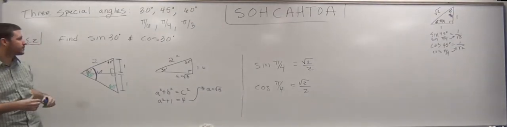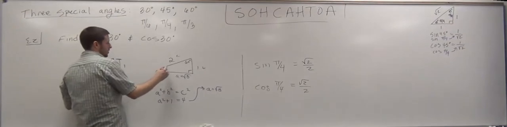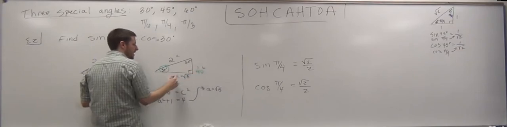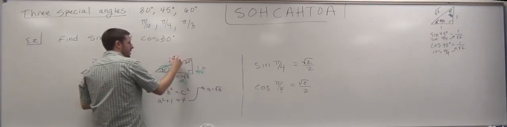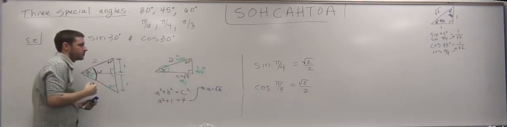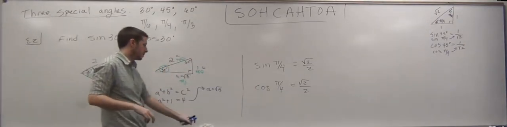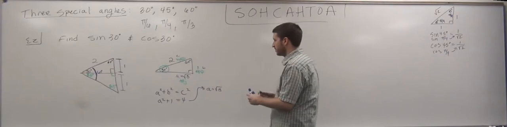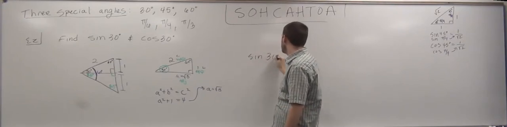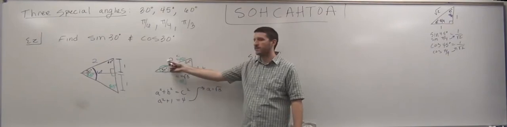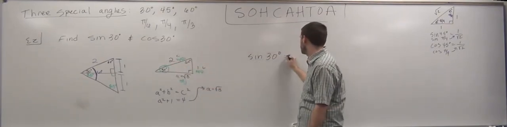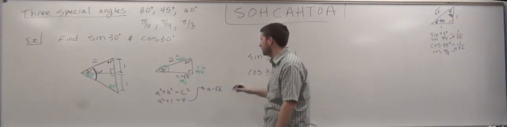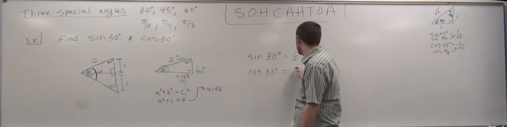Now, because I asked you for sine of 30, I'm going to focus on this 30-degree angle, label this the opposite side, this the adjacent side, and this the hypotenuse. So what's sine of 30? Sine of 30 degrees is opposite over hypotenuse, 1/2. Cosine of 30 degrees? Root 3 over 2, adjacent over hypotenuse.